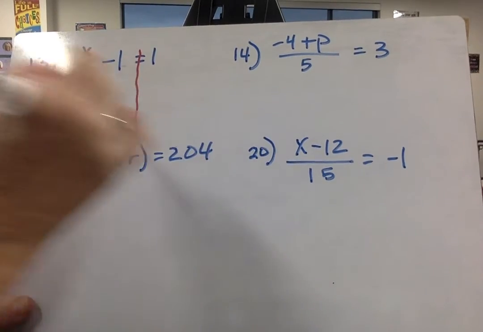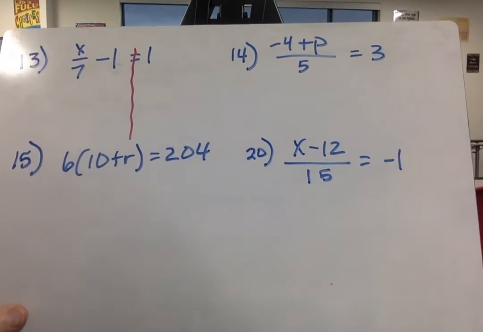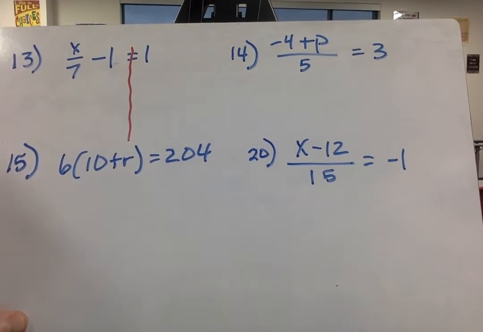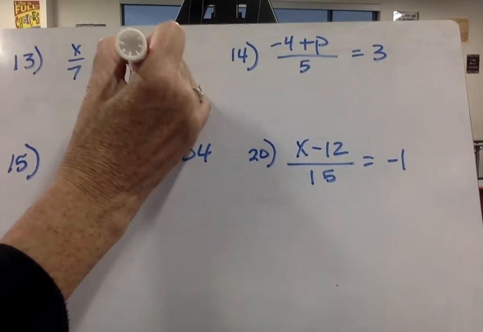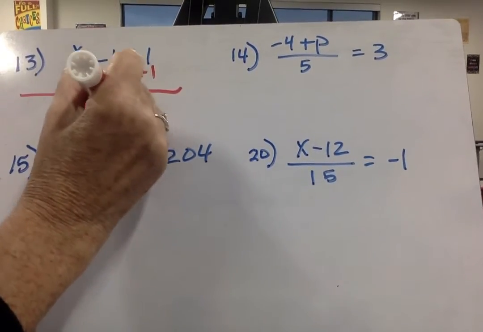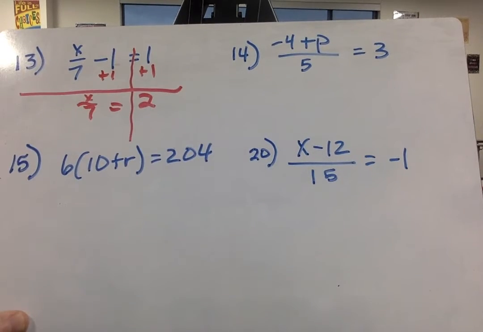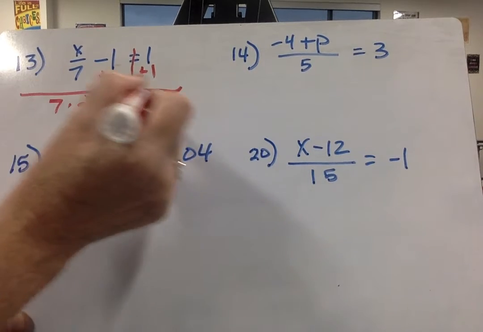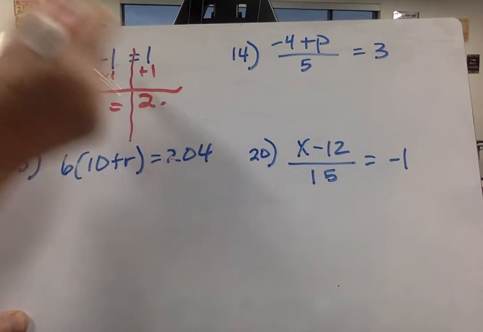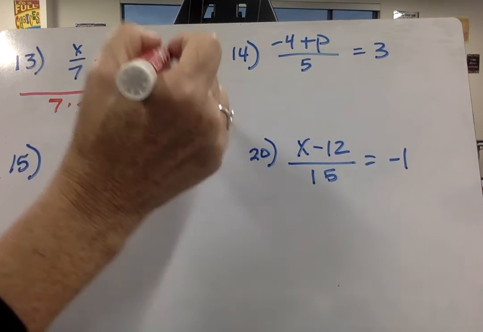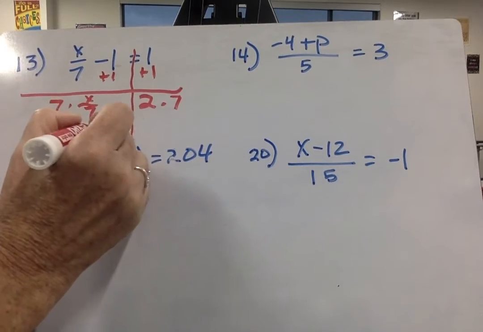Draw the line down the equal sign. And we say x over 7 minus 1 equals 1. So we're going to add 1 to each side first. x over 7 equals 2. It's divide, so now I multiply. So in general, you add or subtract first, and then multiply or divide second. There's one exception to that rule, and I'll show you that a little bit later in this video.